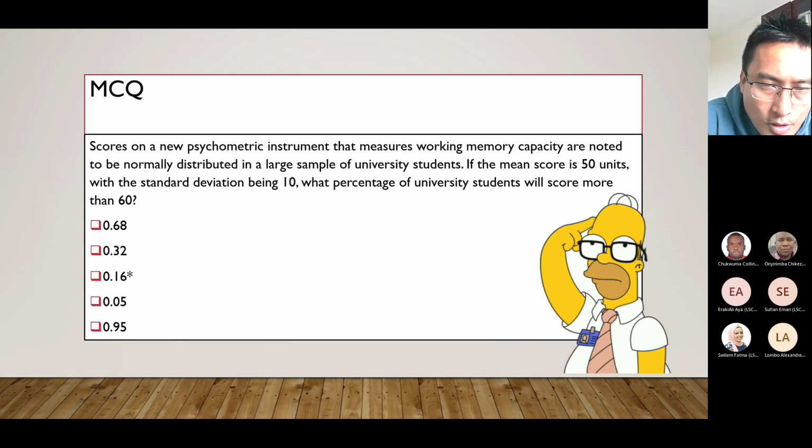The scores of a new psychometric instrument that measures working memory capacity are noted to be normally distributed in a large sample of university students. If the mean score is 50, with a standard deviation of 10, what percentage of university students will score more than 60? I will give you 1 minute. If you have an answer, just let me know. And can you also give me the reason why you think that's the answer?